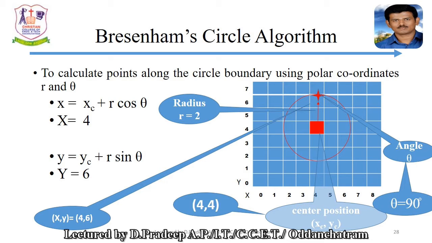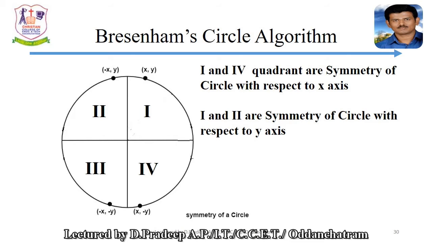If we find a particular boundary point in a circle, we can get the other 3 points based on the symmetry of the circle. That means quadrant 1 and 4 are symmetric with respect to the x axis. That means the x value is same and the y value changes its sign. First and fourth quadrants are symmetric with respect to the x axis. That means if we find the first quadrant boundary point, in the fourth quadrant the x value is same but the y value's sign is changed.